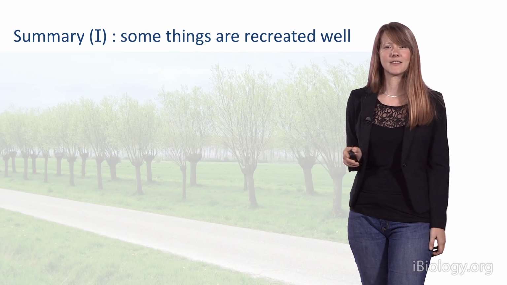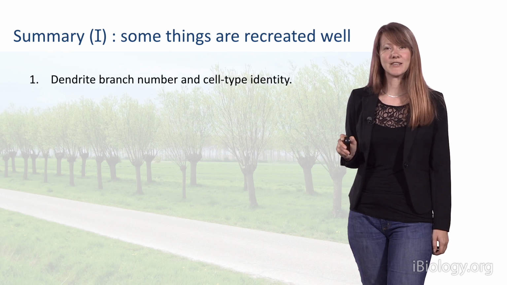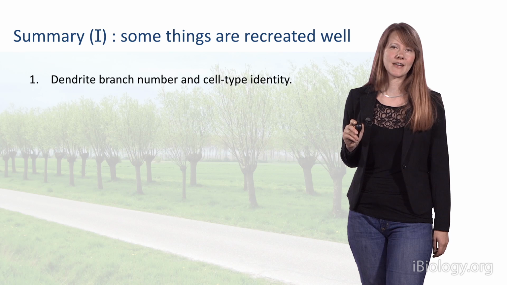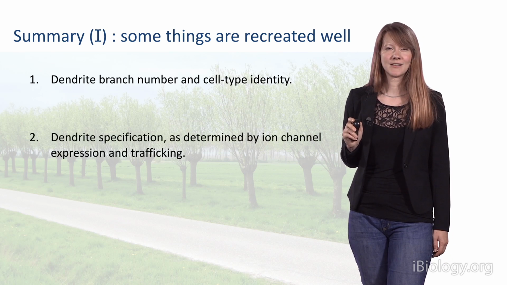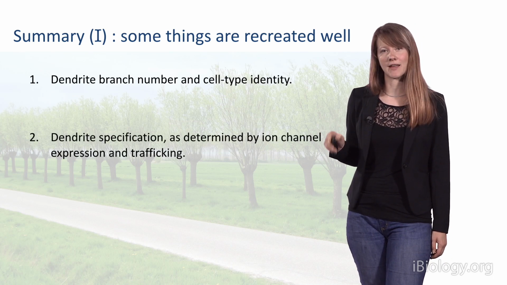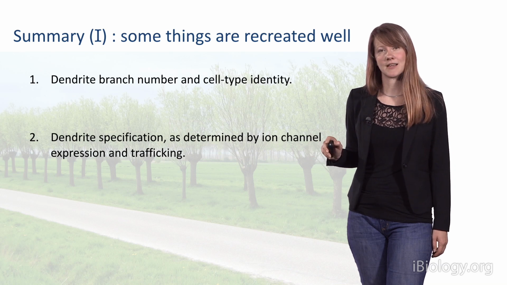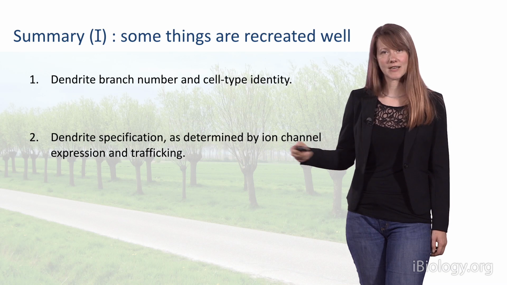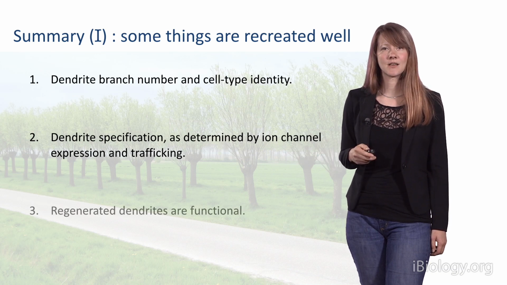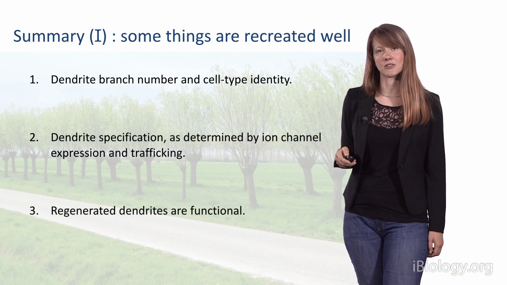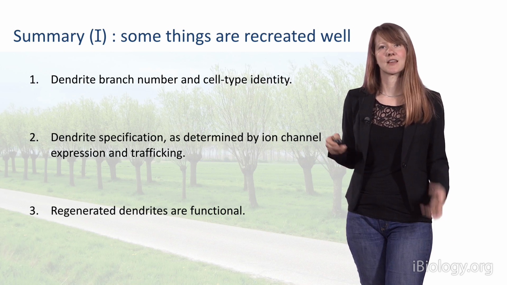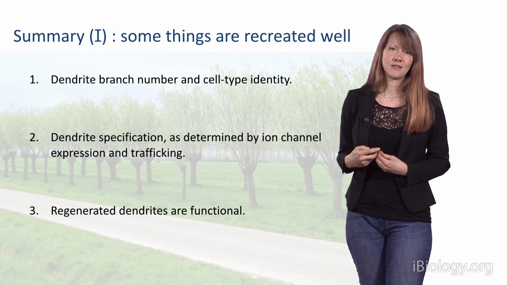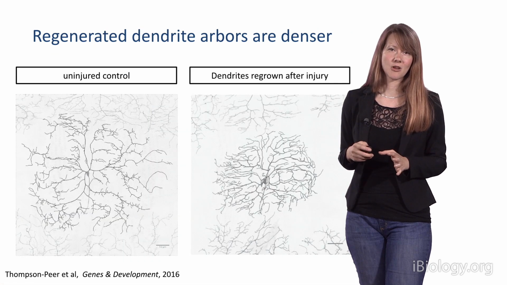In some ways, that neuron is doing really well. It's regenerating the right number of branches. It's still the same type of neuron that it was before. Those branches that it's regrowing do look like dendrites in terms of the localization of ion channel mechanoreceptors that should get trafficked out into those projections. And that neuron is functional. It is receptive to the stimulus that it's supposed to be sensing. It is getting information in. Okay, so far so good.